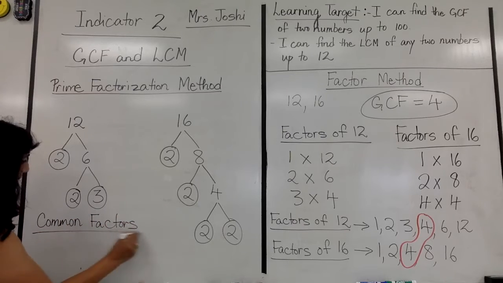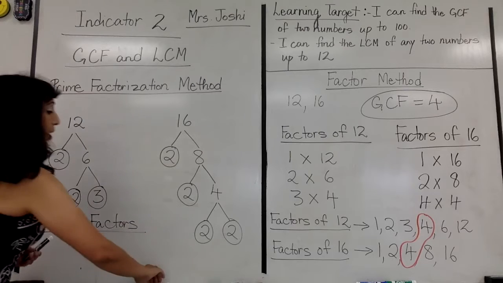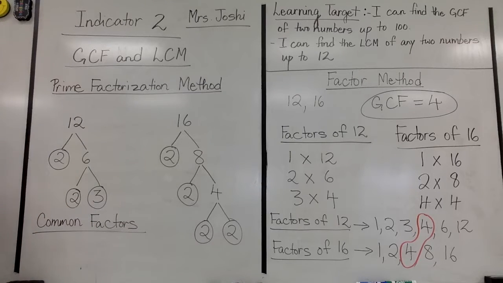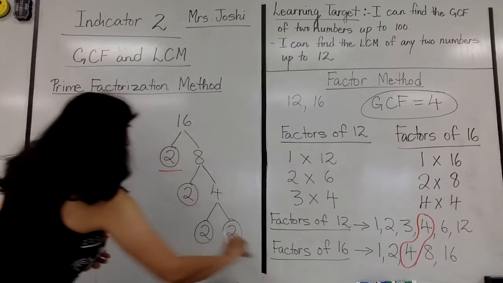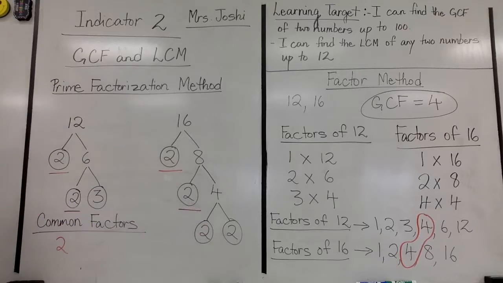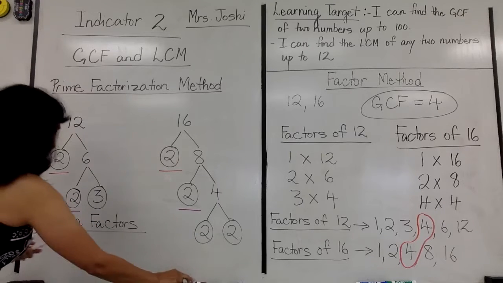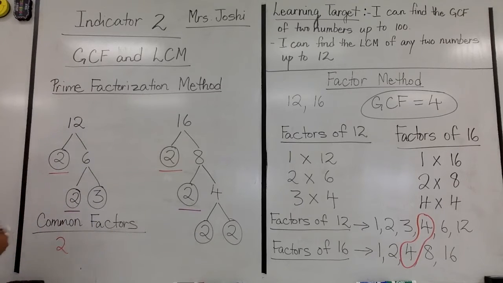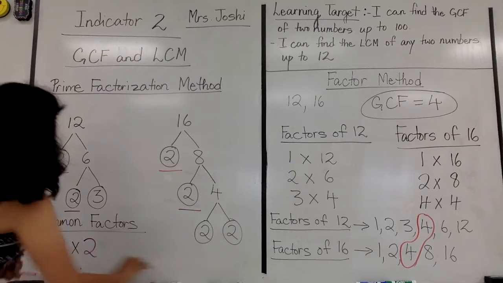So now I'm going to look at, okay, what are the common factors over here? So both should have the same thing. So I have one of the 2's that are common, so I'll write 2. And then I have another 2 which is common. So I'm going to write times that other 2.